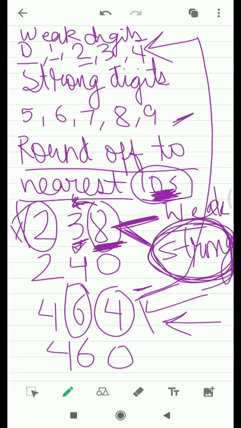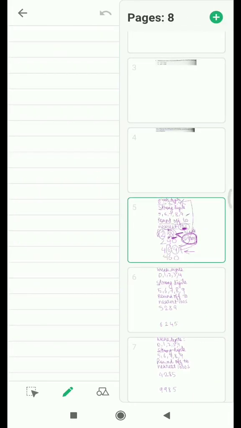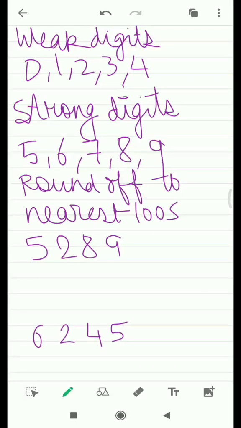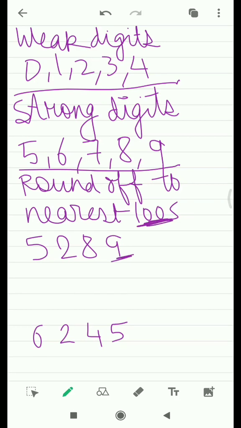So next we're going to do this thing with a round off to nearest hundreds and nearest thousands as well. So next is, again you have to remember this thing that 0 to 4 are weak digits, and from 5 to 9 we have strong digits. Rounding off to nearest hundreds. In hundreds you can see there are 2 zeros. So what we're going to do now, these 2 digits will become equal to 0. One at the ones place and the other at tens place, right?